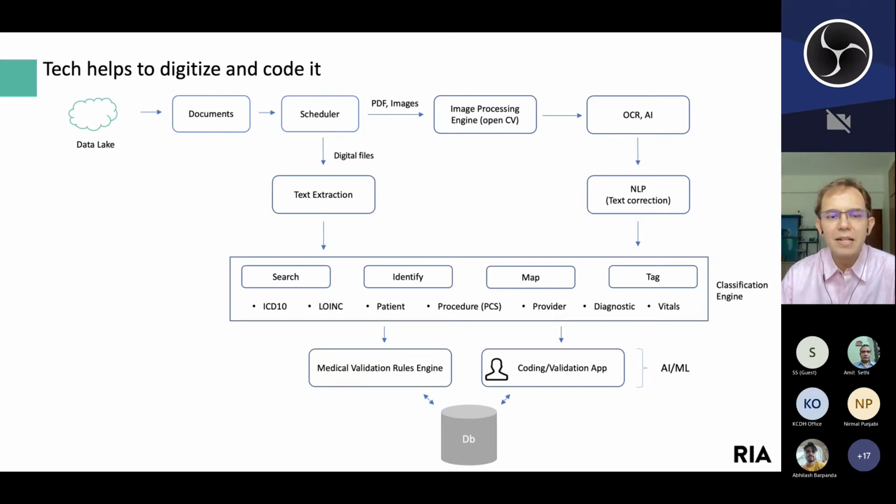But for us, the additional layer comes in trying to codify it using these medical data standards. And then of course, we apply medical rules and validation to make sure that the coding we have obtained from these algorithms actually makes sense. That's an important step. And as it continues to evolve and more data is available to us, AI also starts to come into the picture to help solve this problem.